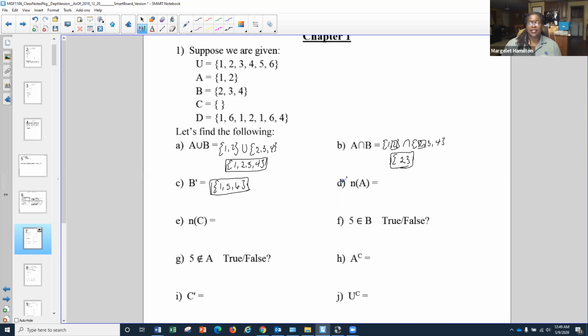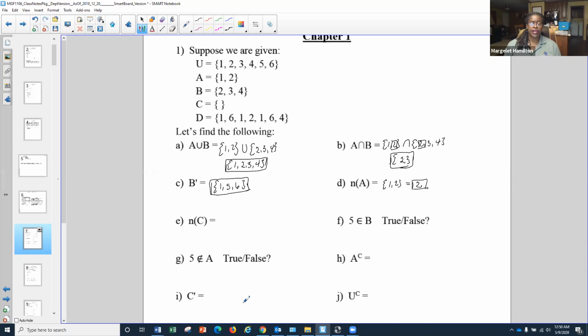All right, D says, find the cardinality of A. So here's A. A is 1 and 2. And they want us to find the cardinality of it. How many unique elements are in there? Well, clearly we see that there's only 2 of them. Now you don't need to put this in a set because it's not a set. This is just a number telling us how many elements are in the set. So we see that there's 2 elements in there. 2 is my number.